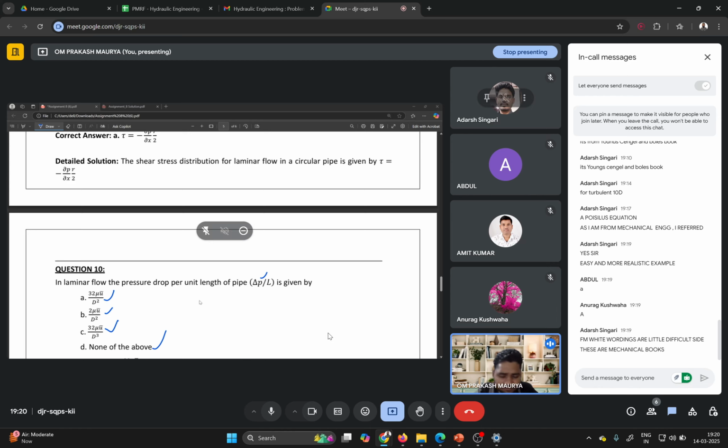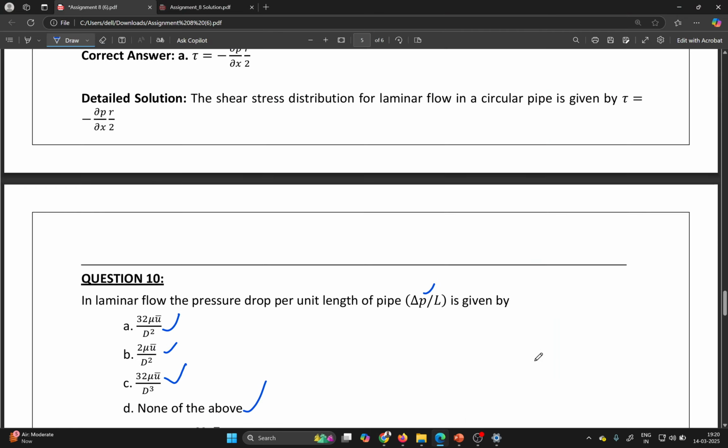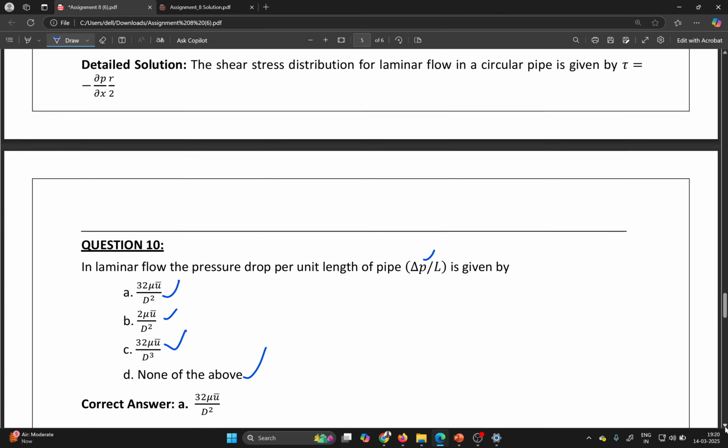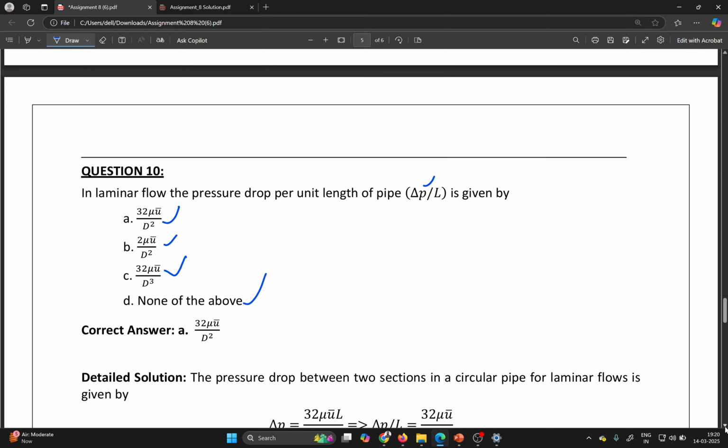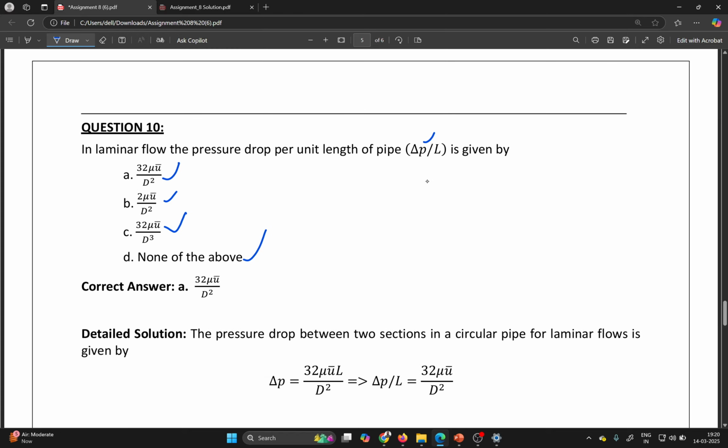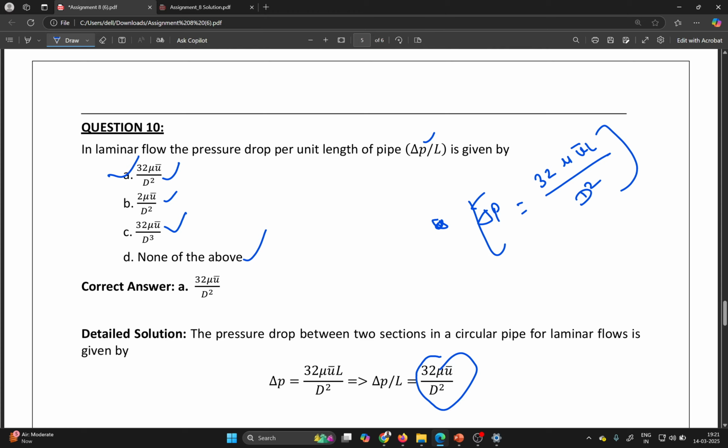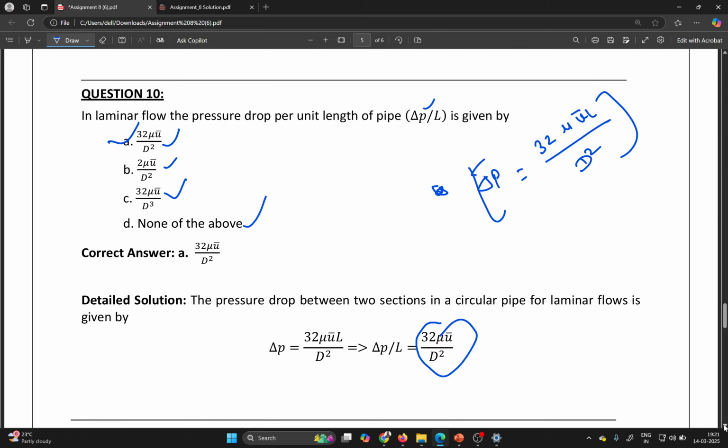Okay, let me just show you the answer because this is just a formula. The formula is delta P equals 32 mu U average L divided by D square. From here you can say the L will be on this side and you can write this one. That is option A, which will be correct for question number 10. Now we'll move on to the next question.